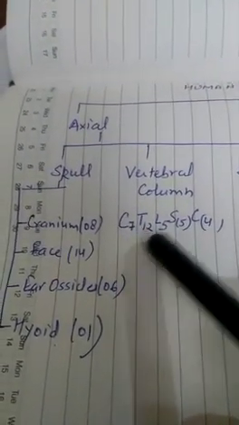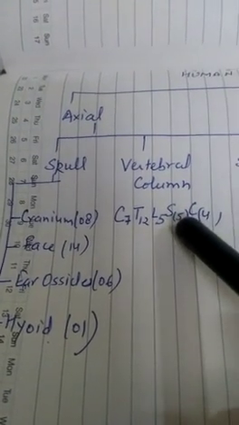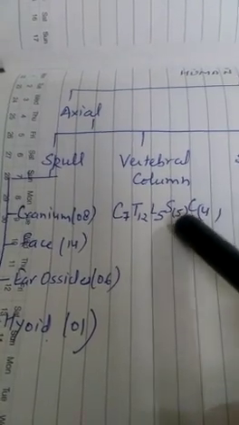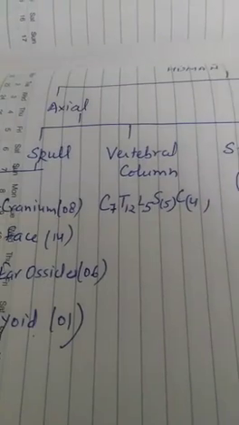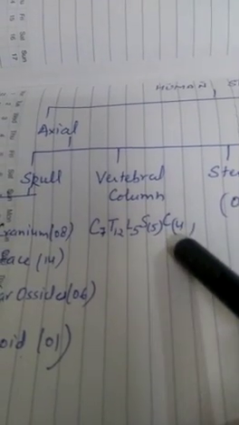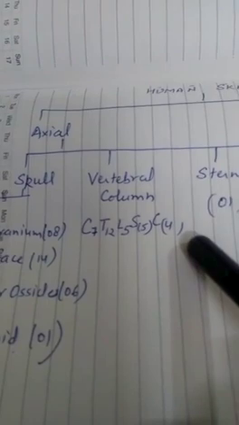Cervical 7, thoracic 12, lumbar 5, sacral vertebrae are also 5, but these are fused. So this bracket is indicating that the vertebrae are fused. Last is coccyx. These are 4 and they are also fused. So total number of vertebrae present in vertebral column are 26.